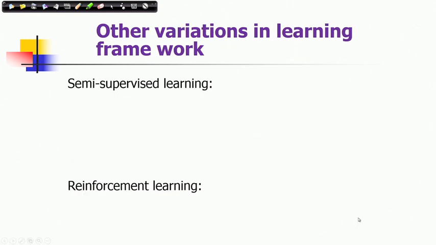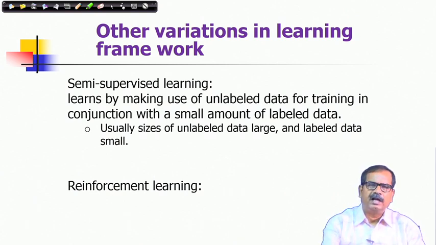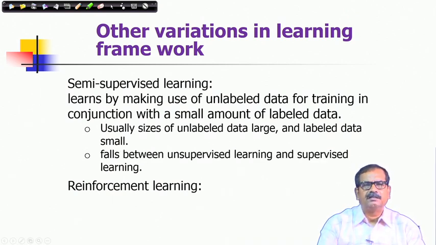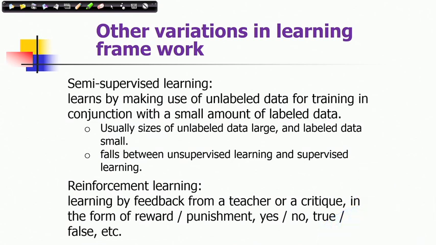Now, there are other variations in this learning framework. You have semi-supervised learning and reinforcement learning. In semi-supervised learning, it learns by making use of unlabeled data for training in conjunction with a small amount of labeled data. Usually, the unlabeled data is large, and the labeled data is kept small. In this case, this learning mechanism falls between unsupervised and supervised learning. In reinforcement learning, it is learning by feedback from a teacher or a critic in the form of reward or punishment, yes or no, true or false, etc.